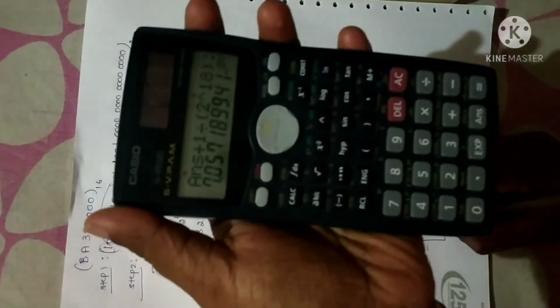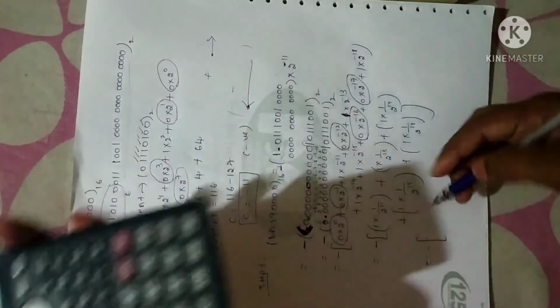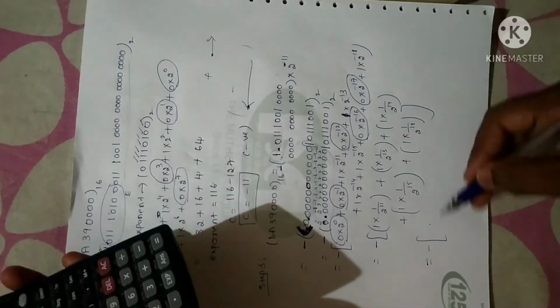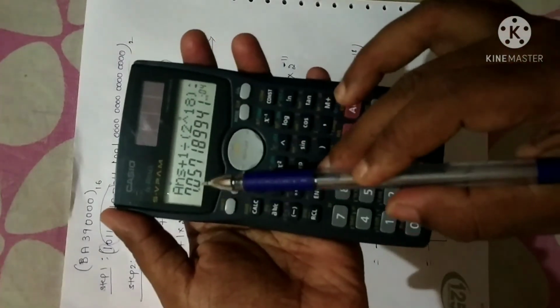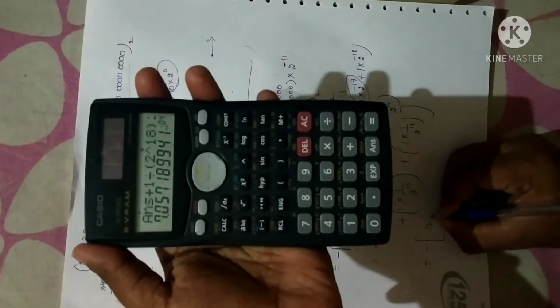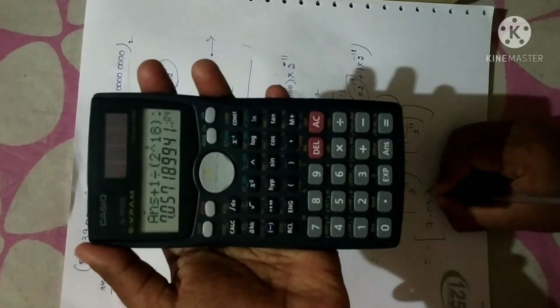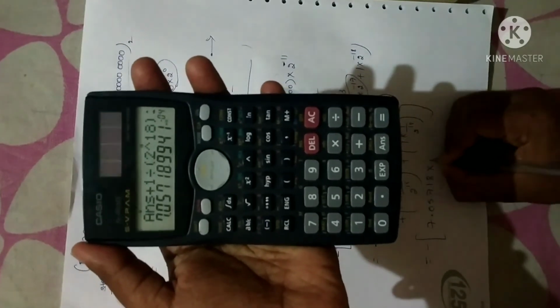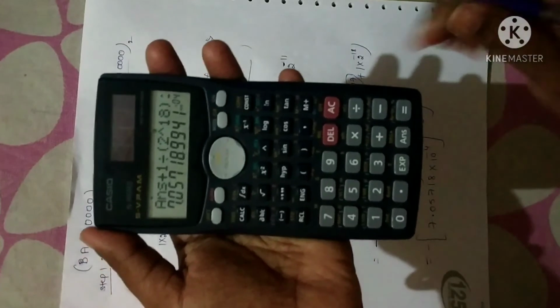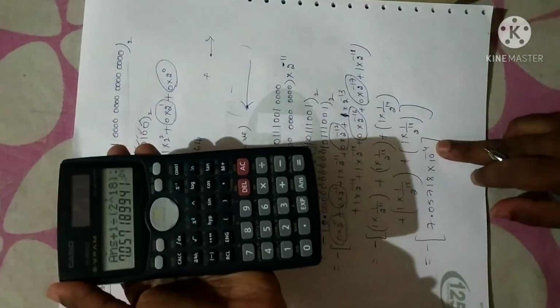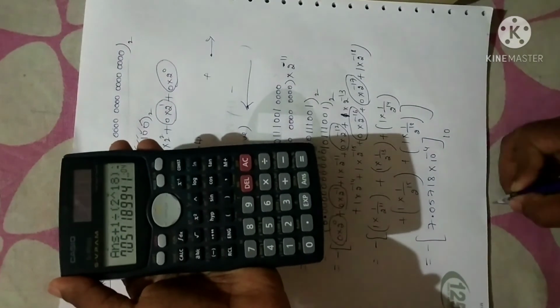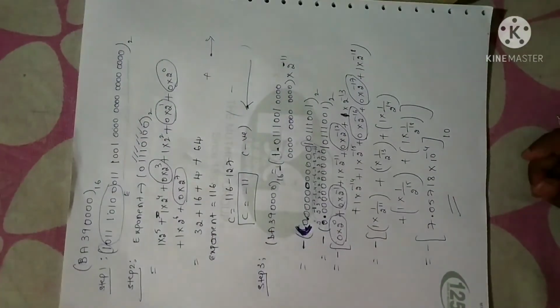Fine. Now let me write the final answer. If you want you can write it for each and every individual term, but it will be elaborate in terms of 10 powers. Instead of that I have added all the terms, so you are going to get 7.05718 into 10 power of minus 4. I am not going to write all the digits, it's your wish, so I have written only a few digits into 10 power of minus 4, which is in the decimal system. So this is the required number.